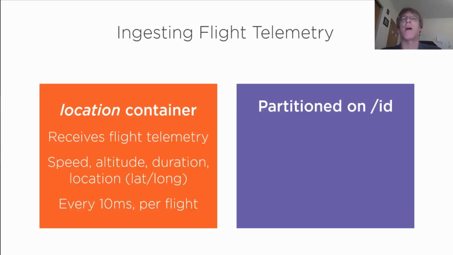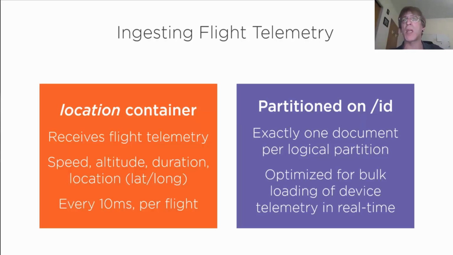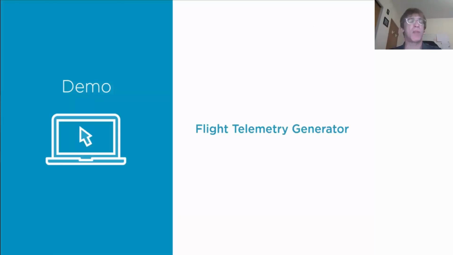And if you recall, we had common partitioning patterns. This isn't the only way to do this, but we're going to go on that ID property, which is going to be a GUID. And that is going to allow us to scale elastically and keep pace with this velocity and volume of data. But that does mean we're going to have exactly one document per logical partition. And since the ID is a GUID, we'll never be able to do a point read on it. But we're not worried about that. We're worried about writing. We want to optimize for bulk loading of this telemetry in real time. So let's see our flight telemetry generator in action.